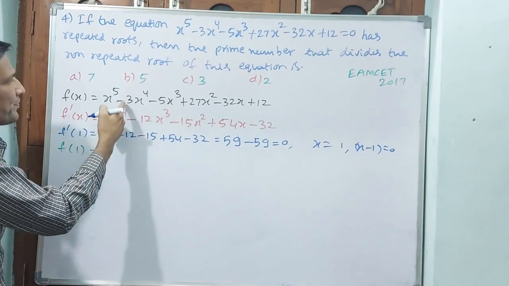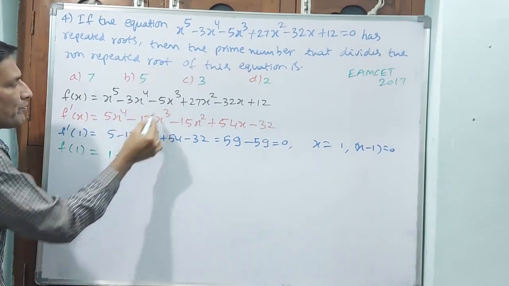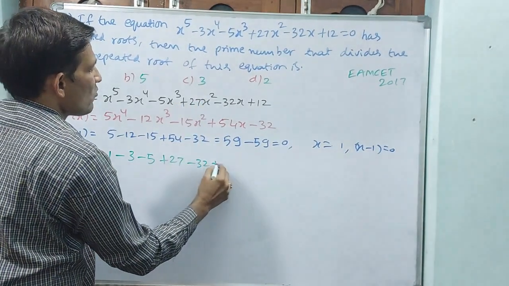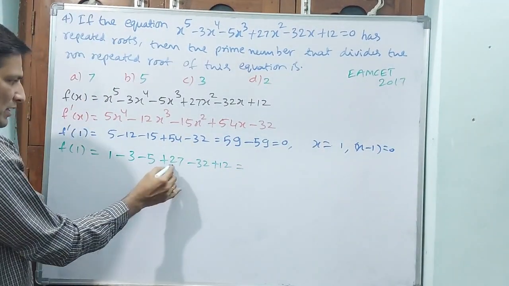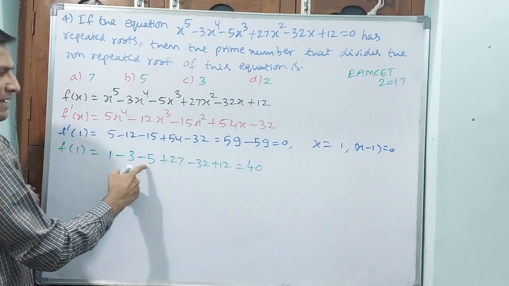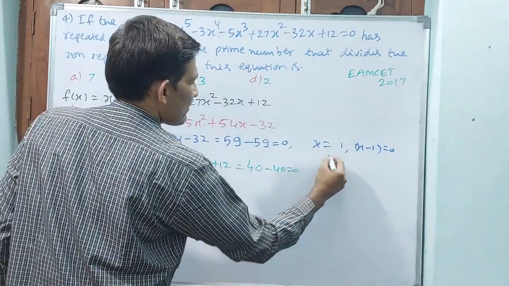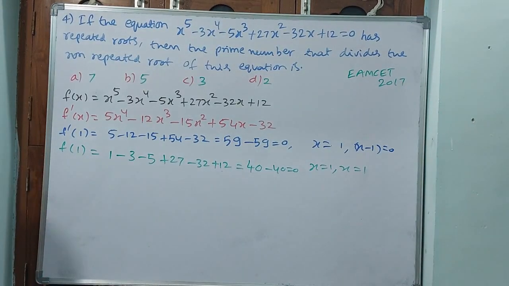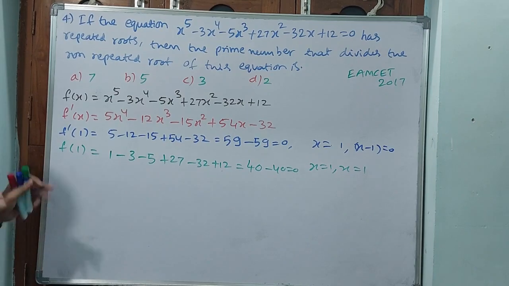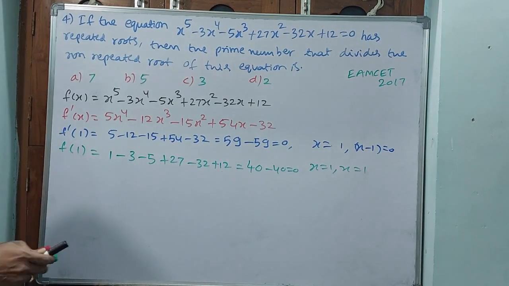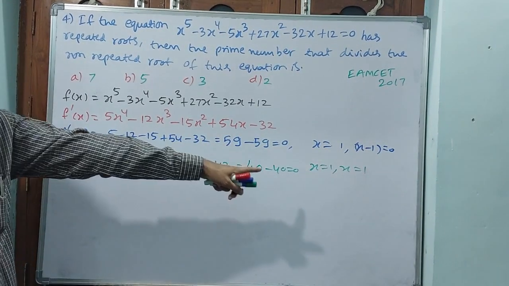Let us go. 1 minus 3 minus 5 plus 27 minus 32 plus 12. That is equal to, see, 1 plus 27, 28, plus 12, 40, minus 32, minus 7, 40. That is equal to 0. That means see, x is equal to 1 and x is equal to 1. That means see, repeated root 1, 1, 2 have come. Now what I am going to do, observe carefully, I am going to apply the synthetic method. First time I am doing this, that is why I will tell you a little bit slowly. From the next question onwards, with the synthetic method we will go a little bit faster.